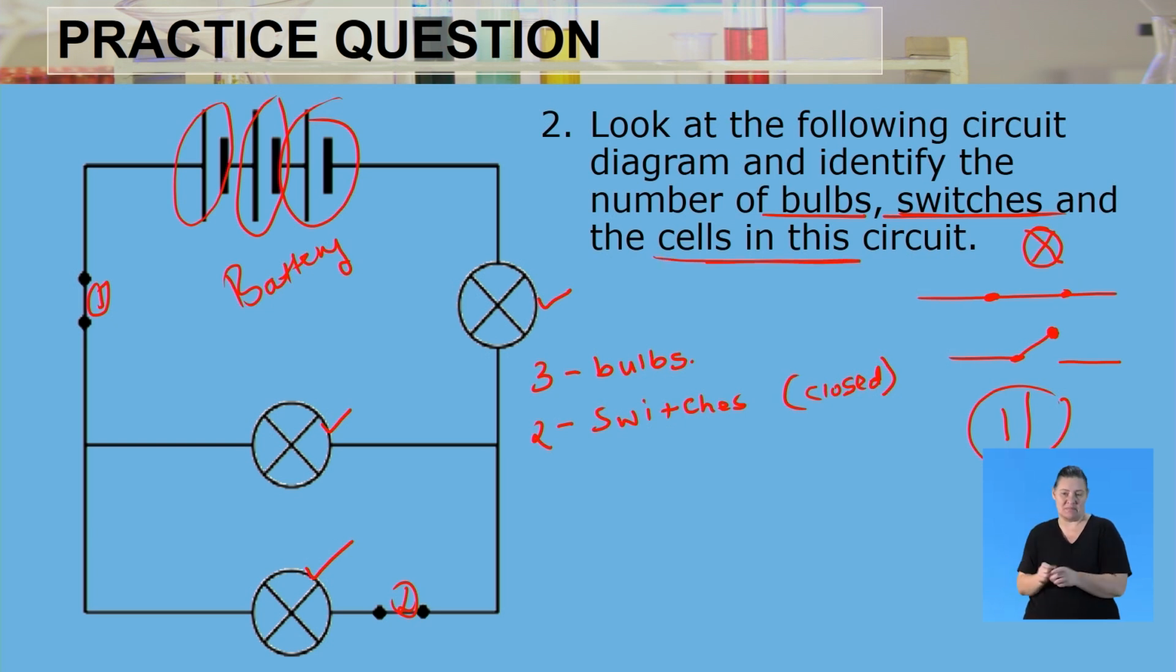And then we also need to identify the number of cells in the circuit. As we have said, this is a battery that consists of 3 cells. Remember, the short one shows your negative terminal, and the longer one shows your positive terminal. So now, we have chosen a negative and a positive terminal.